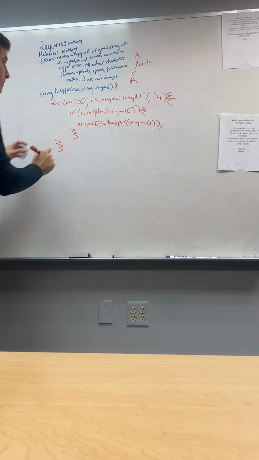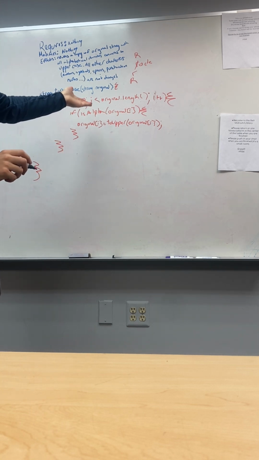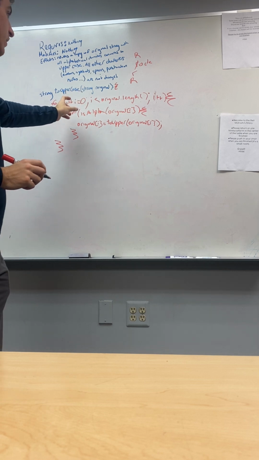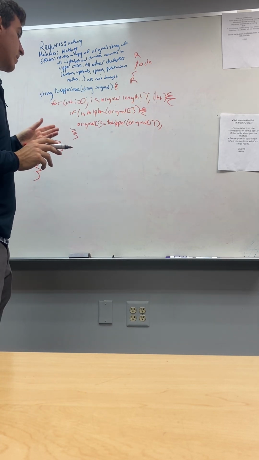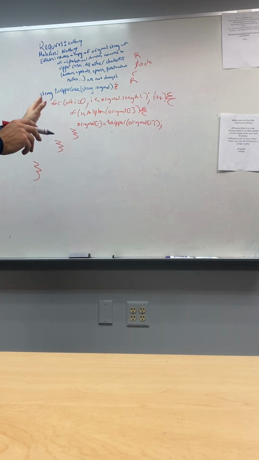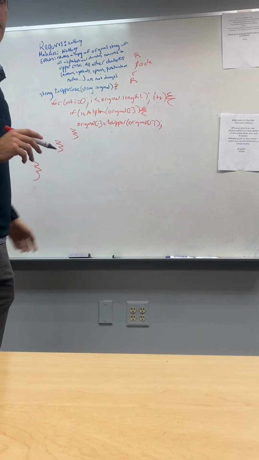And so this is what we want. It's going to loop through the entire string. If it's an alphabetical character, then it's going to modify it. And if not, then we're just going to increment the next time.